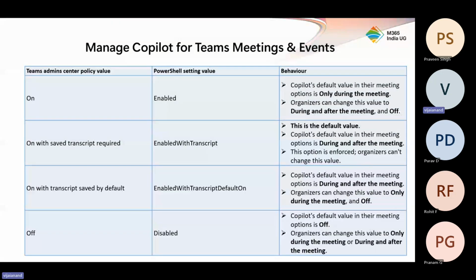So we have seen this one, right? So in the Teams admin center, we have turned it on. So let's see what is the default option when the event organizer is scheduling the meeting, and also how the behavior would be. Okay, so this is the on. Again, this is the PowerShell setting value, but when it is turned on, what is the default behavior when the event organizer is scheduling the meeting or event? So it will have only during the meeting. Okay, and the default option will be only during the meeting, and the organizers can change the value to during and after the meeting or turn it off.